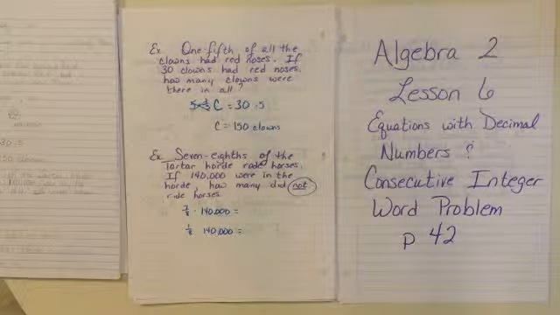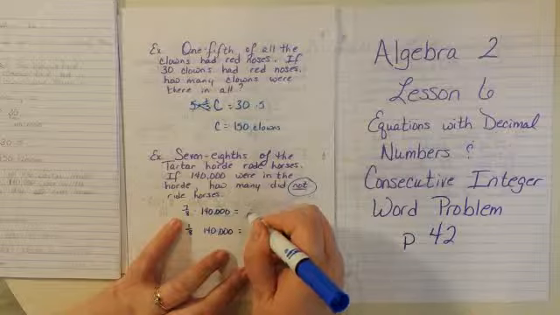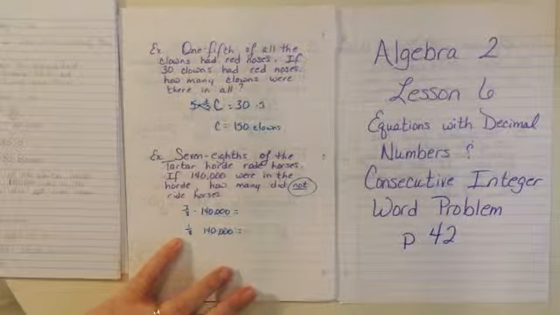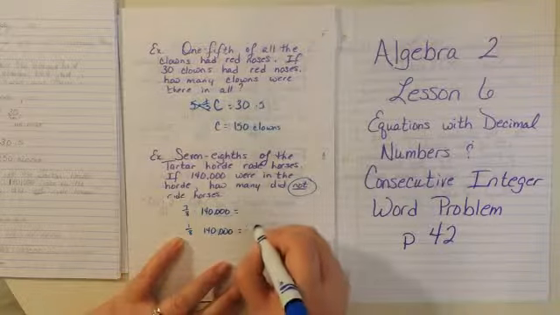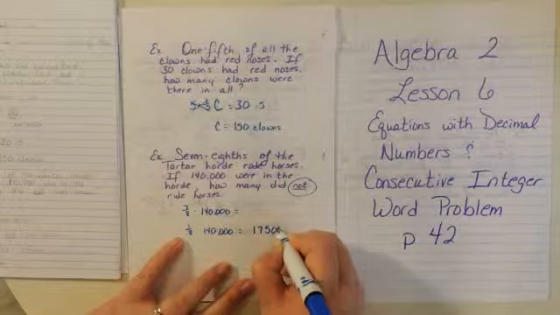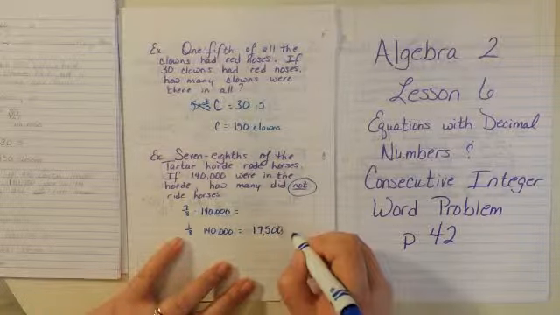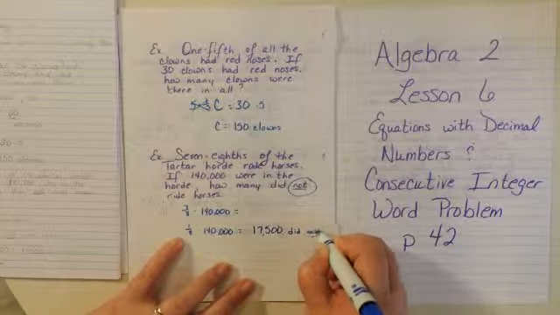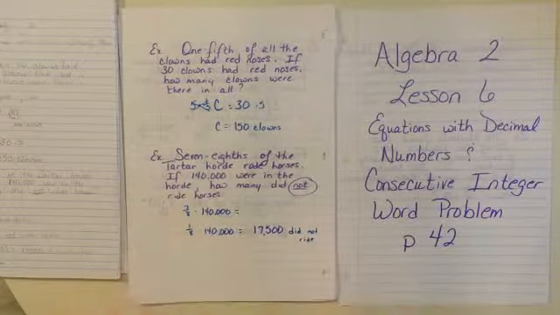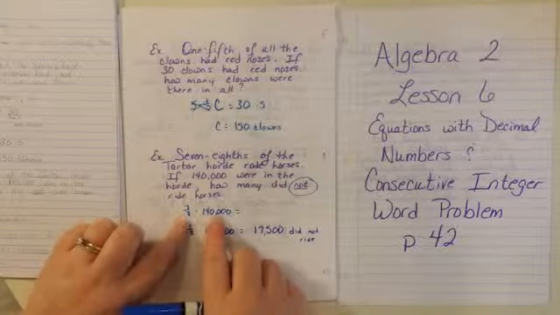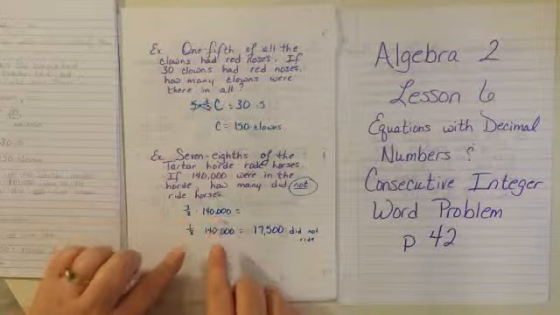Okay? You can find this out and then subtract this number from 140,000 and you'll get this answer. It's going to come out to the same thing. So this is just one step less. So 17,500 did not ride. Okay? This number will tell you how many did ride. This tells you how many did not ride.